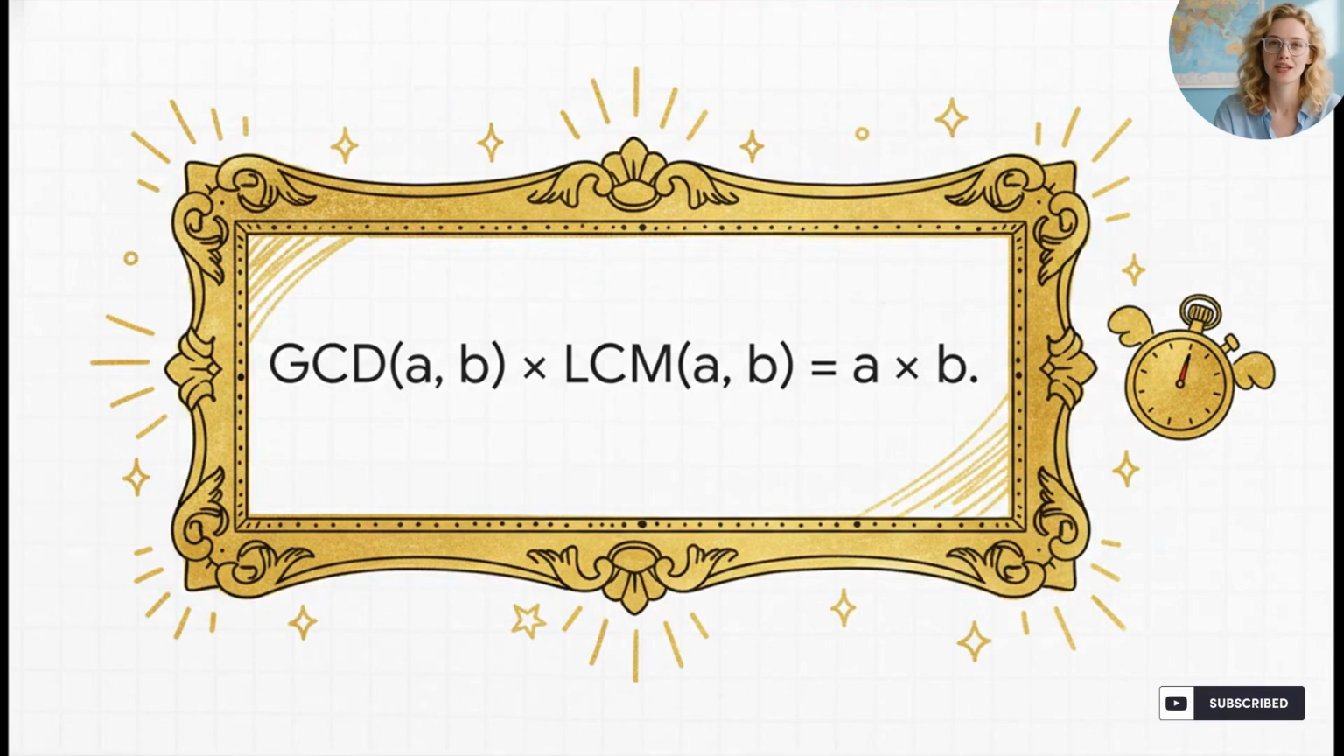And hey, here's a little bonus for your toolkit. We'll call it the golden formula. The GCD of two numbers times their LCM will always equal the product of the two numbers themselves. This is an incredible shortcut. Seriously, burn this one into your memory. It can solve some problems in like 20 seconds flat.